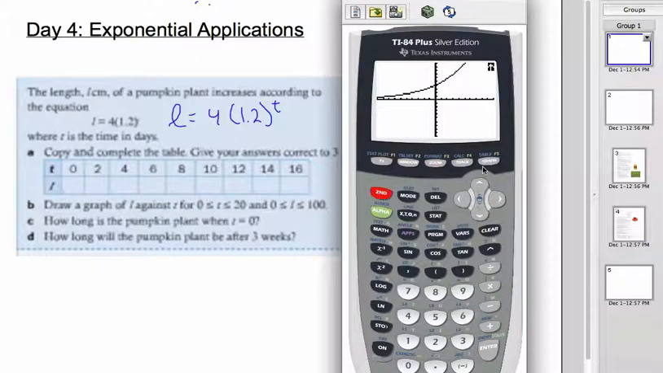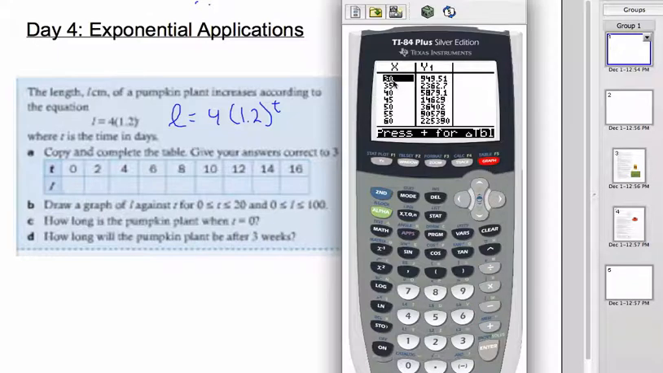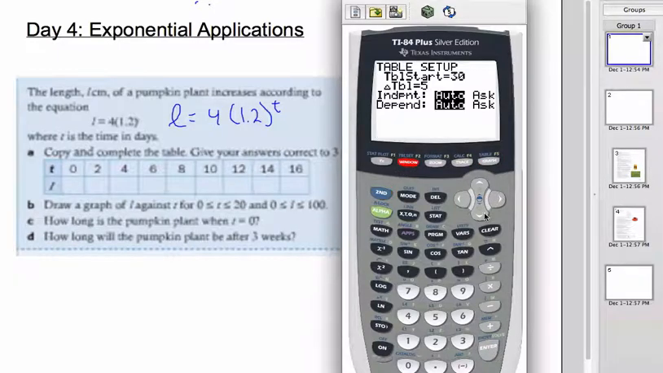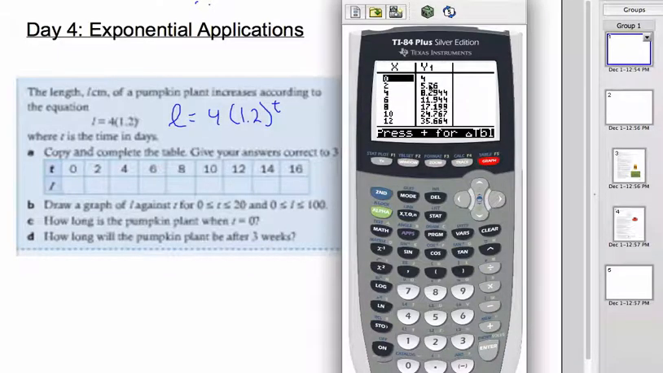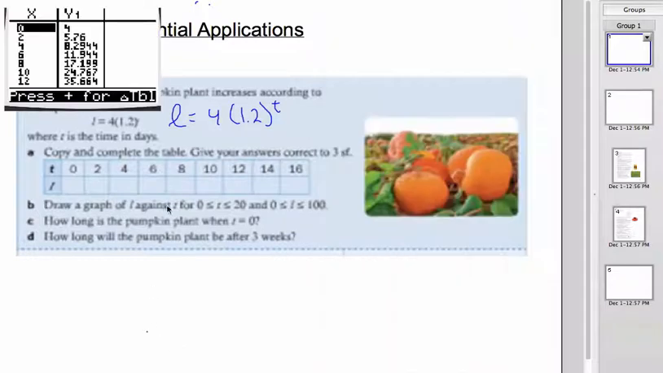So I'm going to go to second function table. Right now I've got my table set up to go up by 5, so I'm going to go to second function table set. My table is going to start at 0, and I can go up by 2's. Then if I go back to second function table, I get the values at 0, 2, 4, which is what I need. So let me copy this and paste it over here so I can see it.